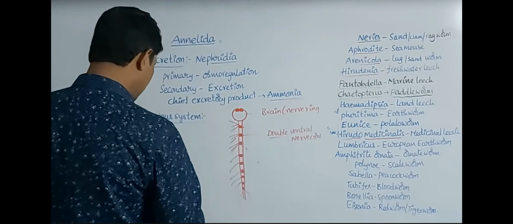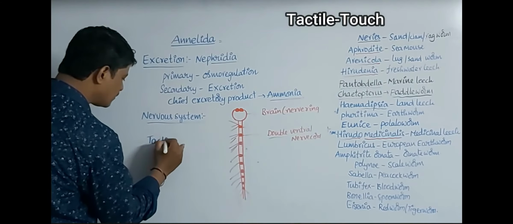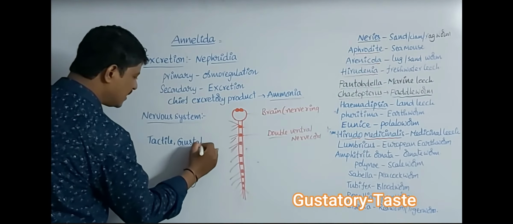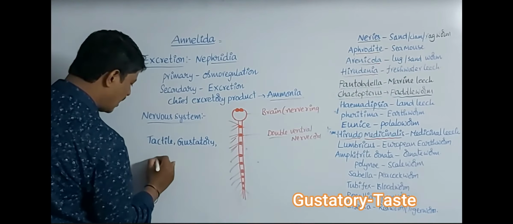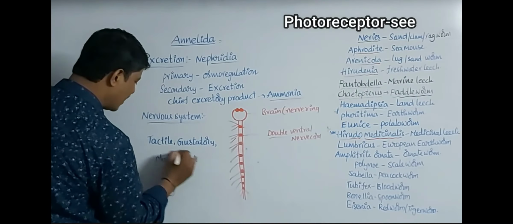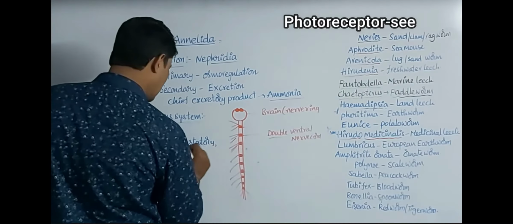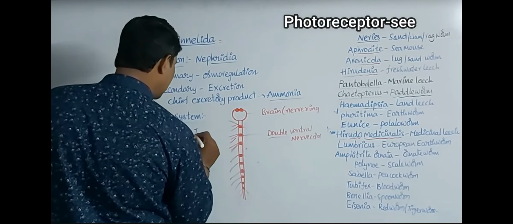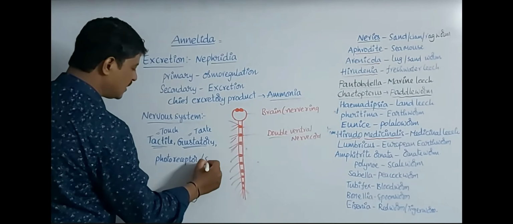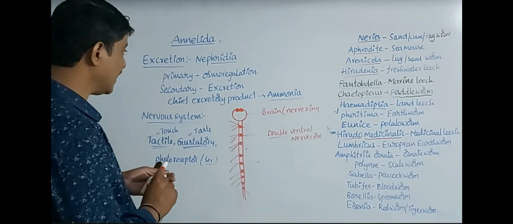In these animals, the sensory organs include different receptors: tactile receptors, gustatory receptors and photoreceptors. Tactile receptors means touch receptors, gustatory receptors are the receptors able to detect taste, and photoreceptors are for seeing. These are present in the sensory system of these animals.